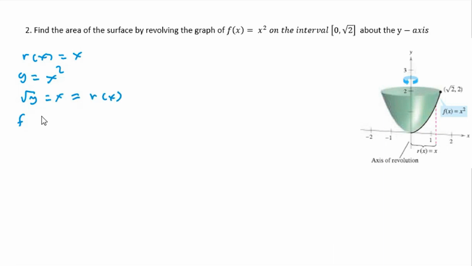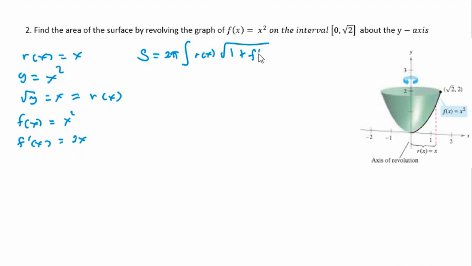Now we know that from the original given, f of x is equal to x squared. So taking the derivative of this, we have 2x. So f prime of x equals 2x. So we can now determine the surface area. So writing the formula for the surface area, s is equal to 2 pi times the integral of r of x times the square root of 1 plus the derivative of f of x, squared, dx from a to b.